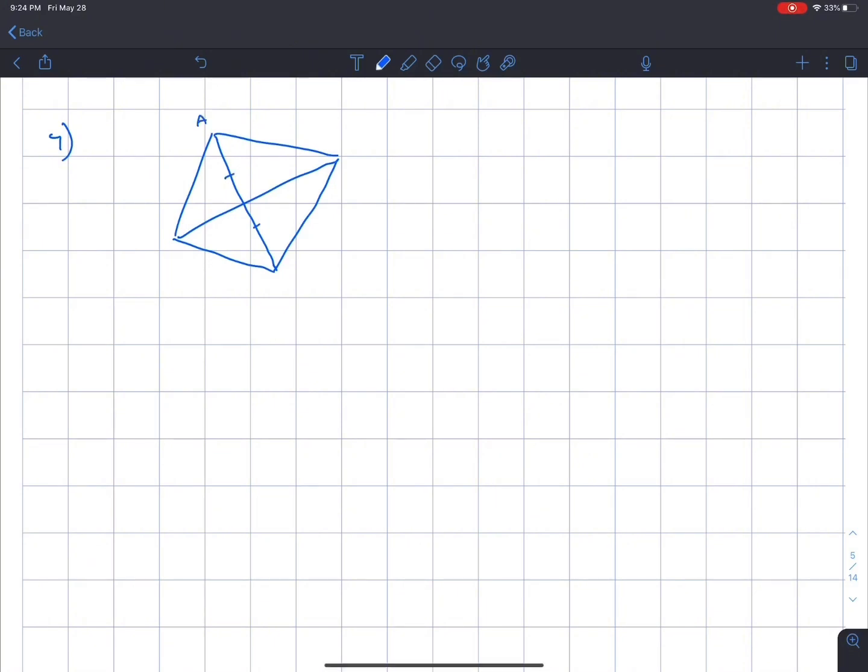So A to C is 10, which means they are 5 each. And then B to D is 20, so these two are also equal in length, so they must be 10 each. Well, they just want the perimeter of this rhombus, so all of these are going to be the same.